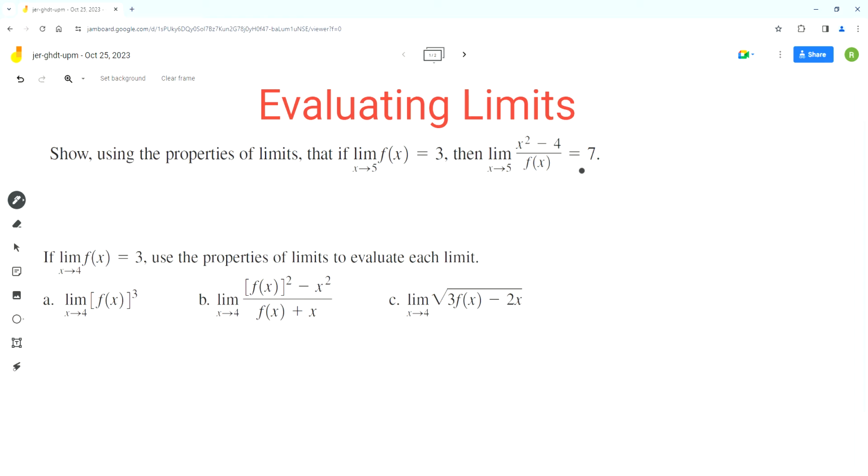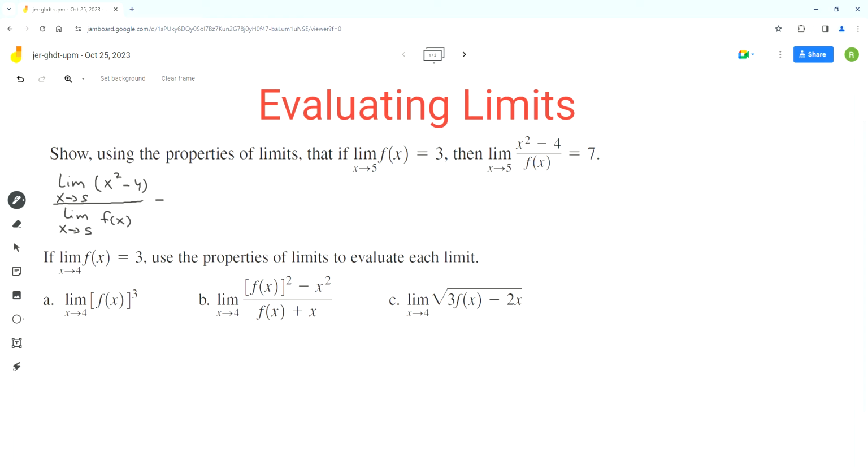So for this problem, we'll have to use the quotient property of limit. So the first step is to rewrite this expression. So we'll apply the limit to the numerator and the denominator separately. So that's the quotient property of limit. So we get limit x approaches 5 of x squared minus 4 over limit x approaches 5 f at x.